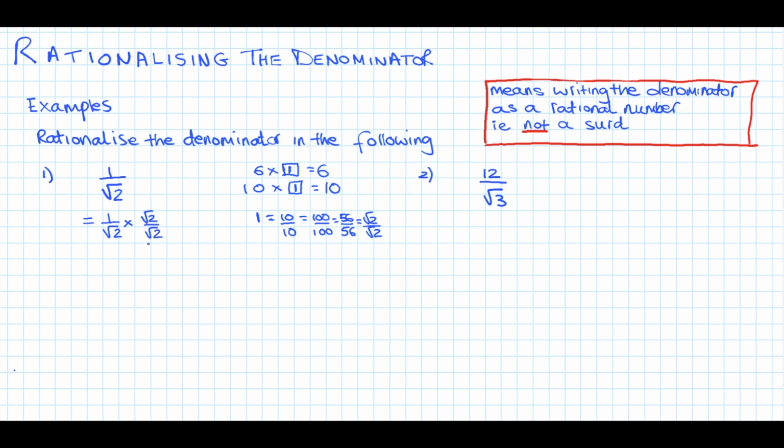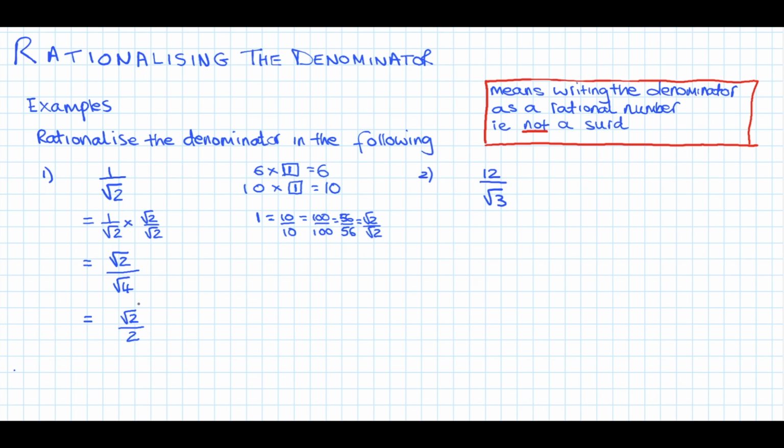Now that's absolutely true. 1 upon root 2 times 1 does not change it. Now when we're multiplying fractions together, we multiply the top two numbers together. 1 times root 2 is just root 2. Root 2 times root 2 is root 4. And that's the reason we did that. We know that root 4 is not a surd. Root 4 is 2. It's a perfect square. So that equals root 2 over 2. And that's how we would rationalise the denominator.